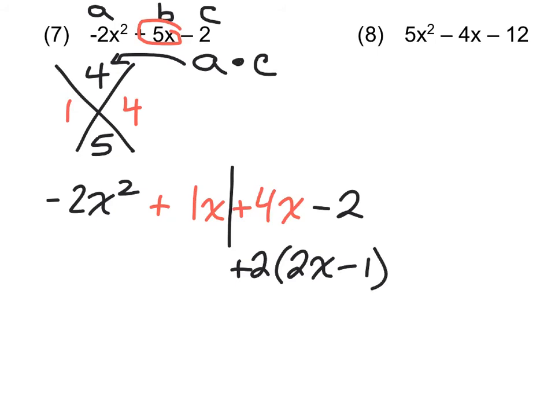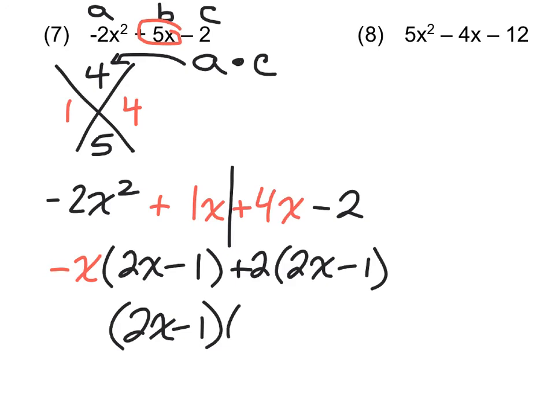So now I know that I have to have a 2x minus 1 on the left-hand side. What's the multiplier for that in order to make a 2x minus 1 into a negative 2x squared plus 1x? Negative x. And I can withdraw the 2x minus 1, leaving me with a negative x plus 2.